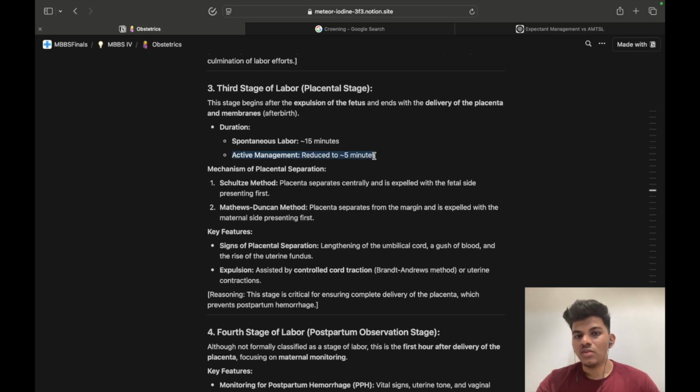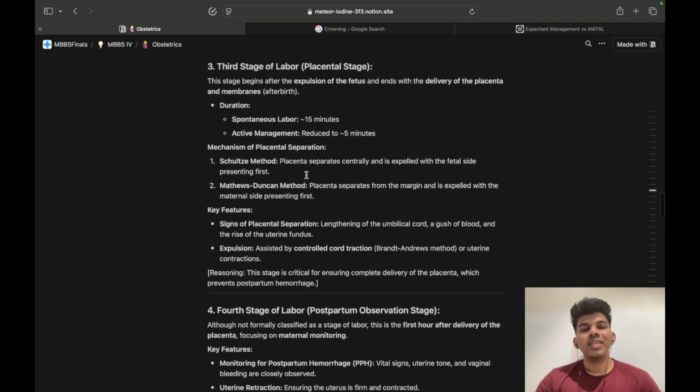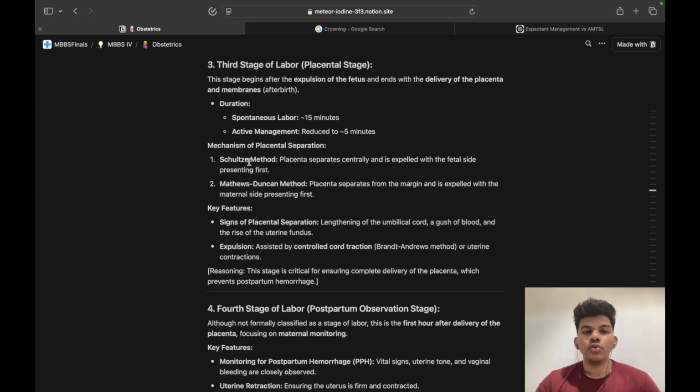That is related to this aspect of the third stage of labor, wherein the placenta is separated and the expulsion of the placenta occurs. Here there is a mechanism. We need to know the mechanism of placental separation. We have some methods. The first one is the Schultze method, and the second one is the Matthews Duncan method. So let's see.